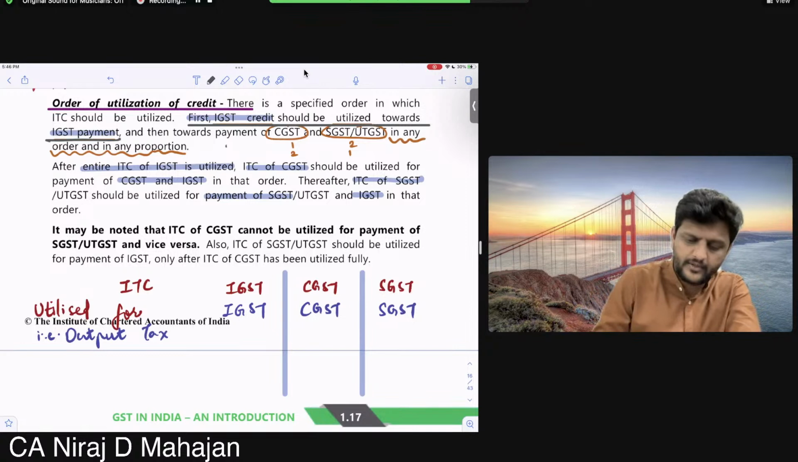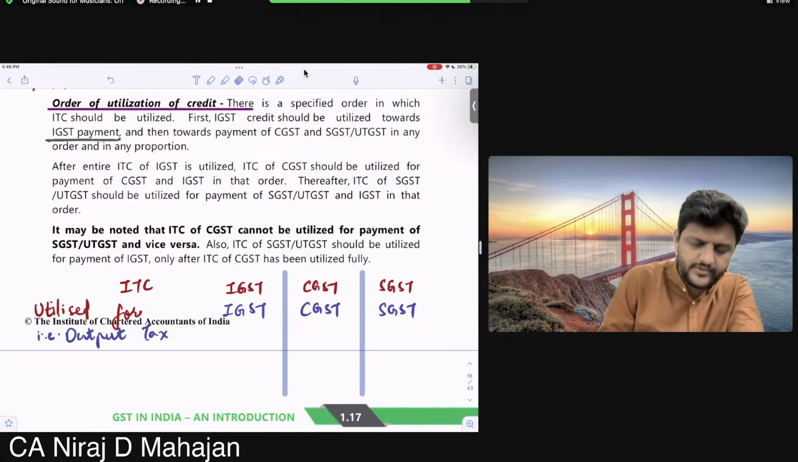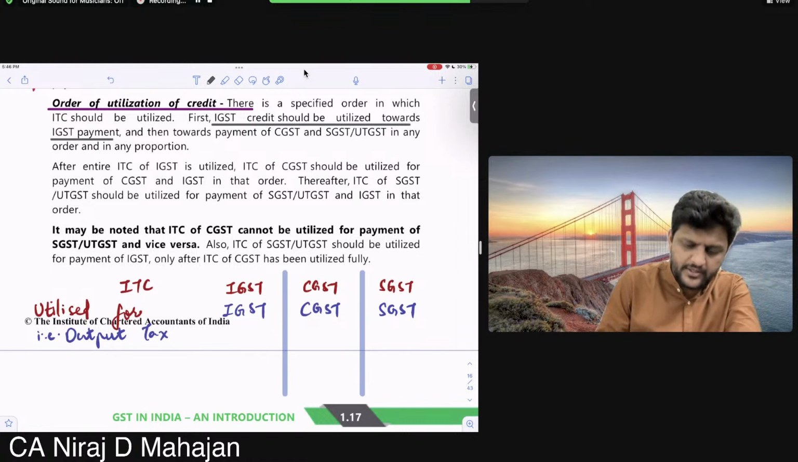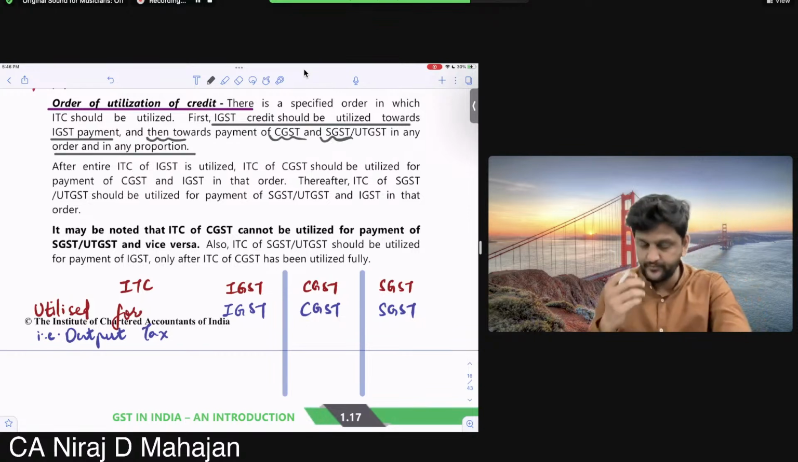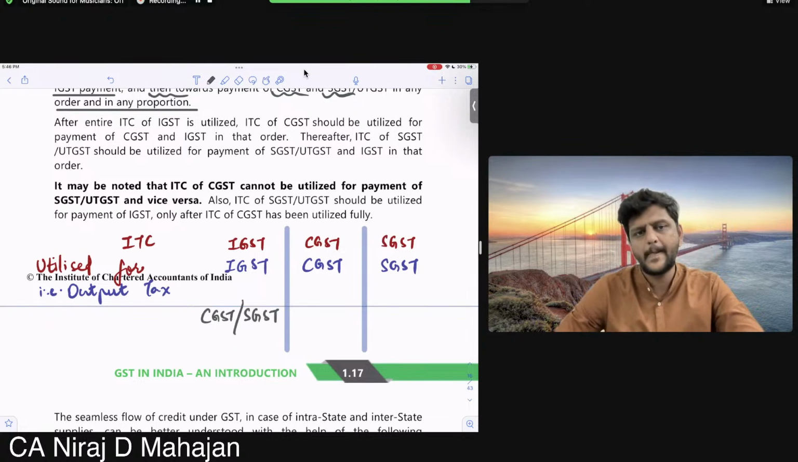Everybody? Where am I discussing? Check here again. That's why I was telling you it is a little bit bouncer. IGST credit will be first utilized towards IGST output. Is it okay or no? Then towards, now pay attention, towards CGST or SGST in any order and that also in any proportion. Okay? So then after that, CGST or SGST. Understood or not?